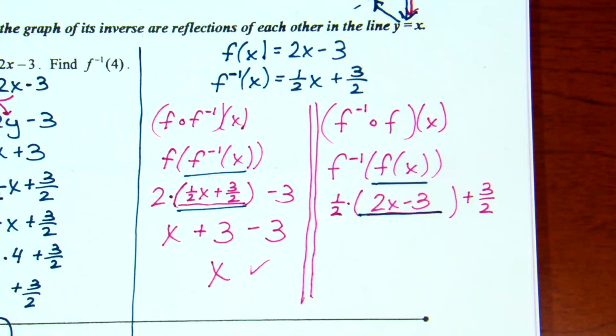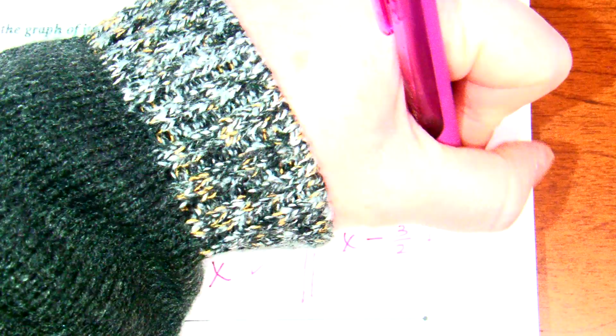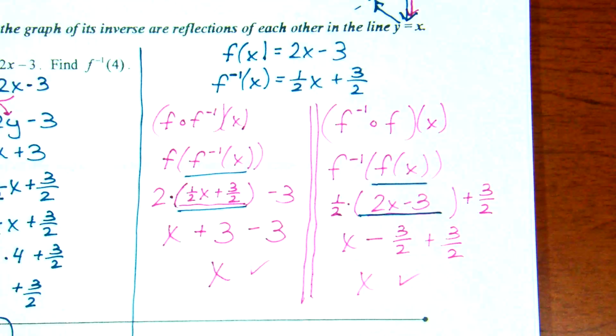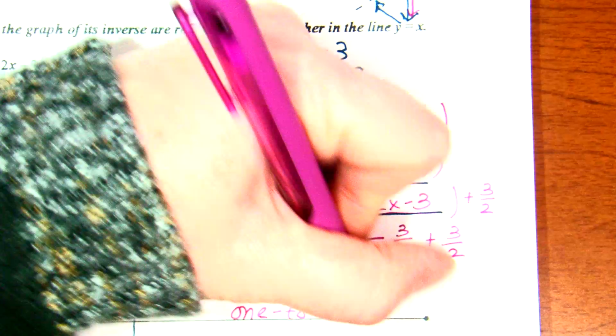Distribute. 1/2 times 2x. 1/2 of 2x is going to be 1x minus 1/2 of 3, 3/2, and then we have the plus 3/2 out there. X minus 3/2 plus 3/2 is x. What did I just show? This function and its inverse are one-to-one.